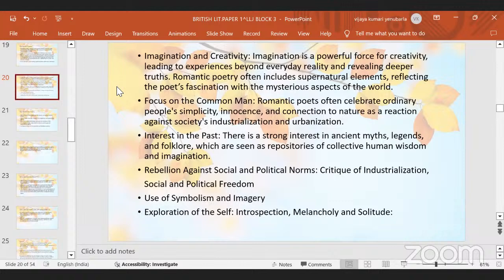Rebellion against social and political norms. Critique of industrialization. Romantic poetry's main focus is on industrialization. To critique is not complete negation. Saying what the advantages are, what the disadvantages are. Social and political freedom. They took the freedom and talked about social and political freedom. Use of symbolism and imagery. They used much symbolism and imagery in their poems. Exploration of the self, introspection, melancholy, and solitude. Often the poet is alone, often he is sad, often he is happy because in solitude they enjoy nature.